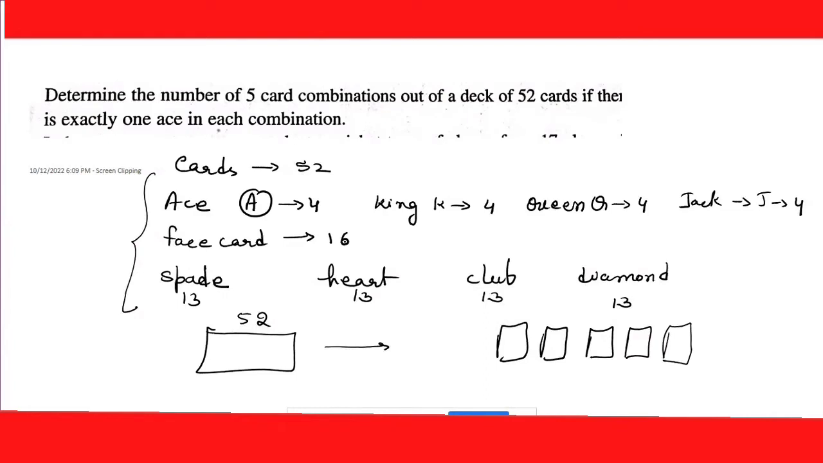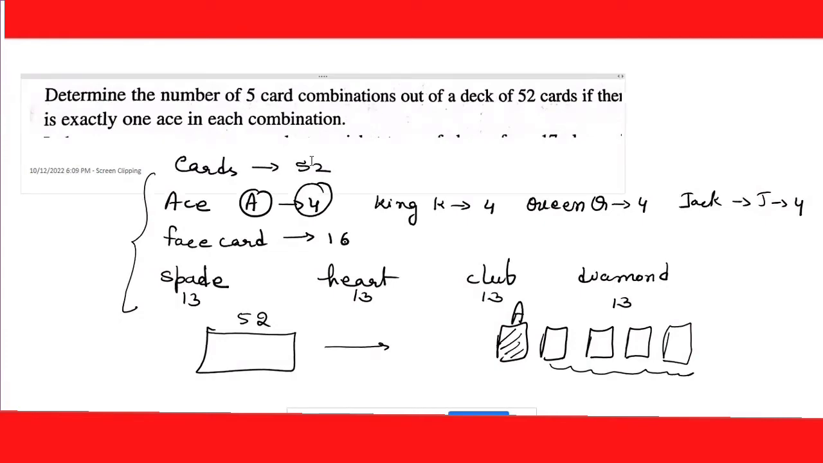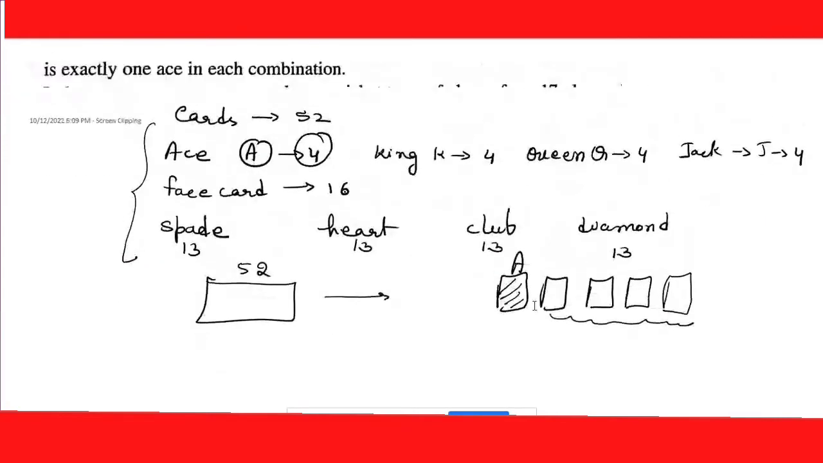There is exactly one ace in each combination. This should be an A. Clear? And these 4 can be of any types. Now there are 4 A's. So how many choices do we have?